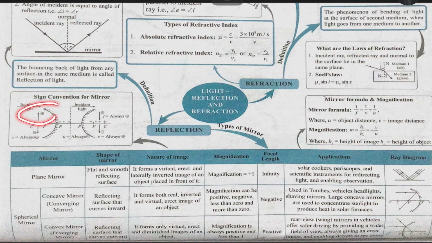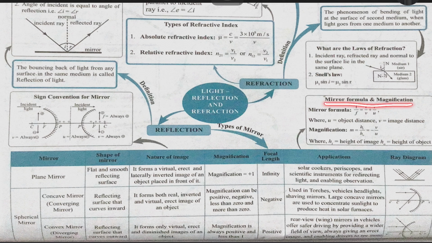Then coming to the height of the object. In case of both concave and convex mirror, if the object is placed above the x-axis, that is, the erect object is placed, then h will be positive. Then if the image is formed below the x-axis, then h dash will be negative. These are the sign conventions for mirror. So these are the concepts that we have to keep in mind with respect to reflection in mirrors.